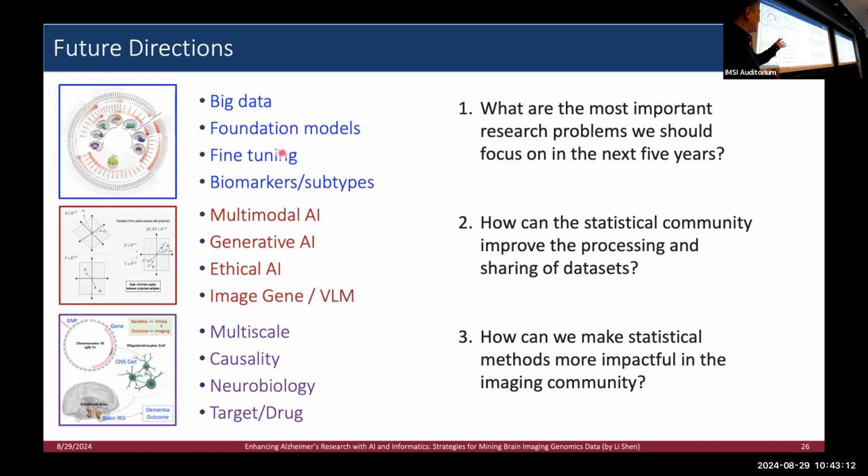And if you really have something very different from all the distributions in the big data set, you can fine tune using your own data. In terms of applications, we can use these to identify new AD biomarkers and new AD subtypes. The goal is to learn a representation that can help you better accomplish the subsequent tasks.